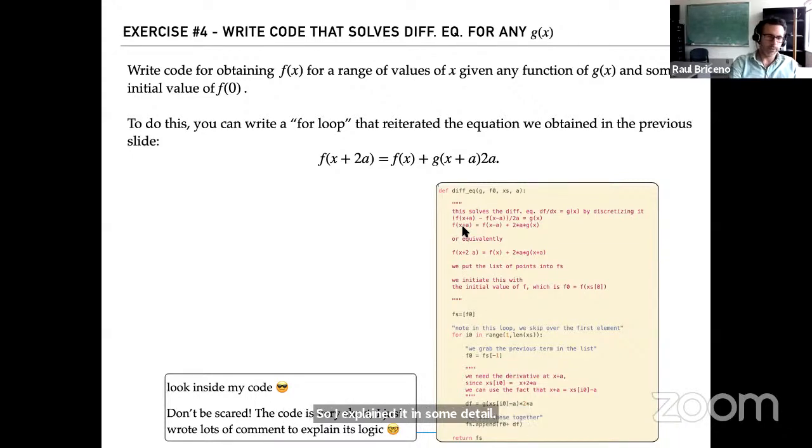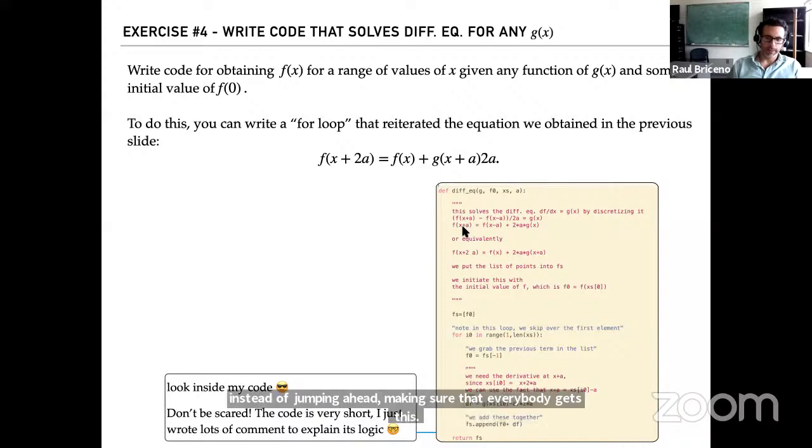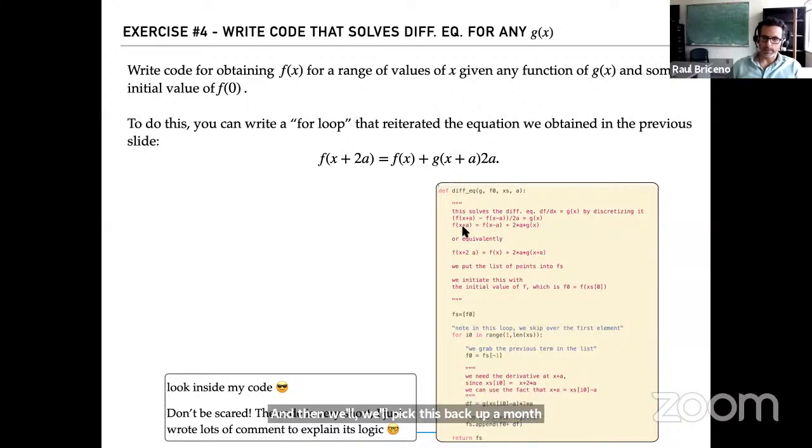And maybe what I'll do is stop here, and instead of jumping ahead, make sure that everybody gets this, and then we'll pick this back up on Monday. I think we're good on time. So let me walk you through this.